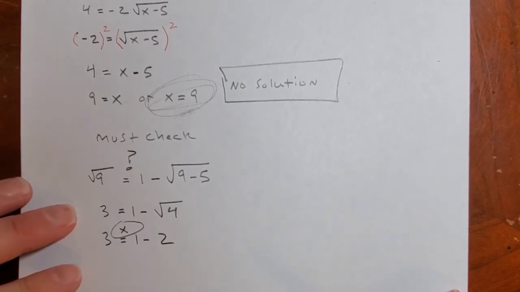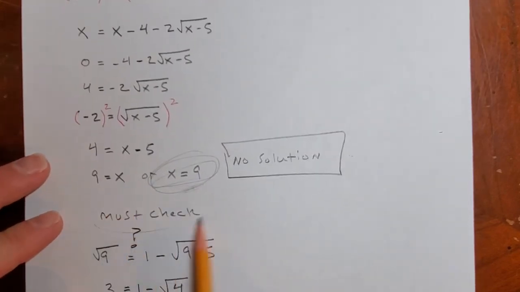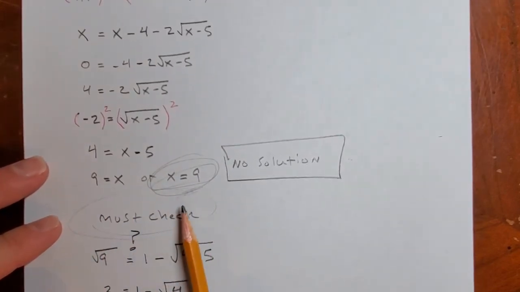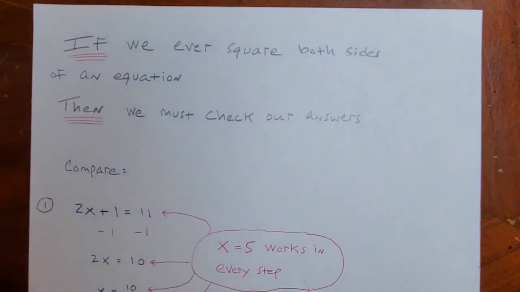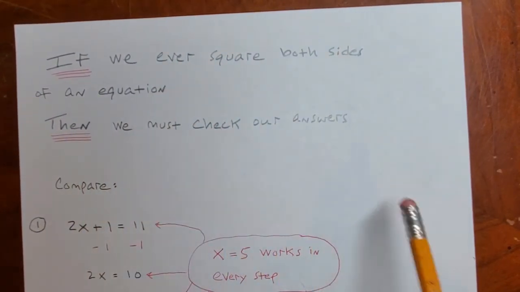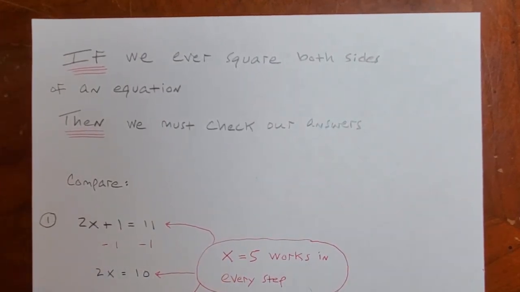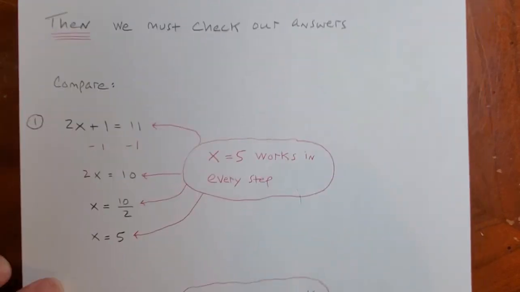Now, let's talk about that a little bit. Let's talk about why we must check, and the nature of the checking, and the answer that didn't actually work. The fact of the matter is that if we ever square both sides of an equation, then we must check our answers, because those false answers can show up. In order to give you some insight into that, I'll make a quick comparison.